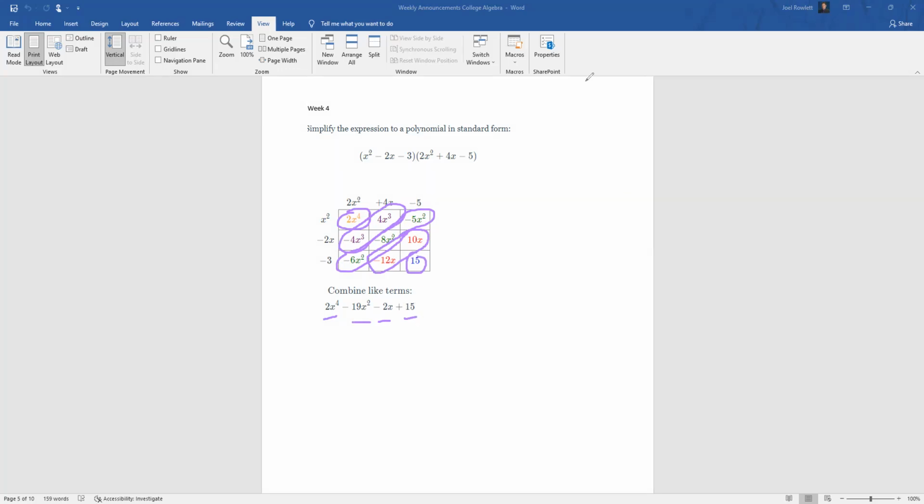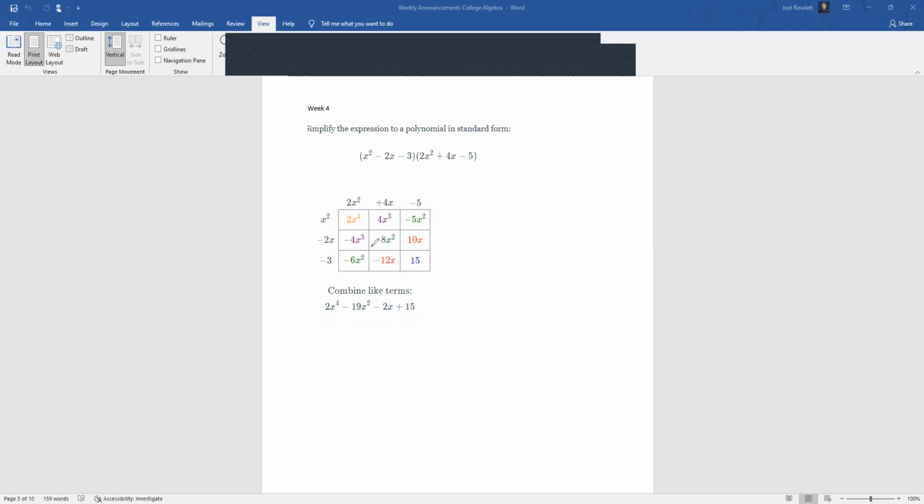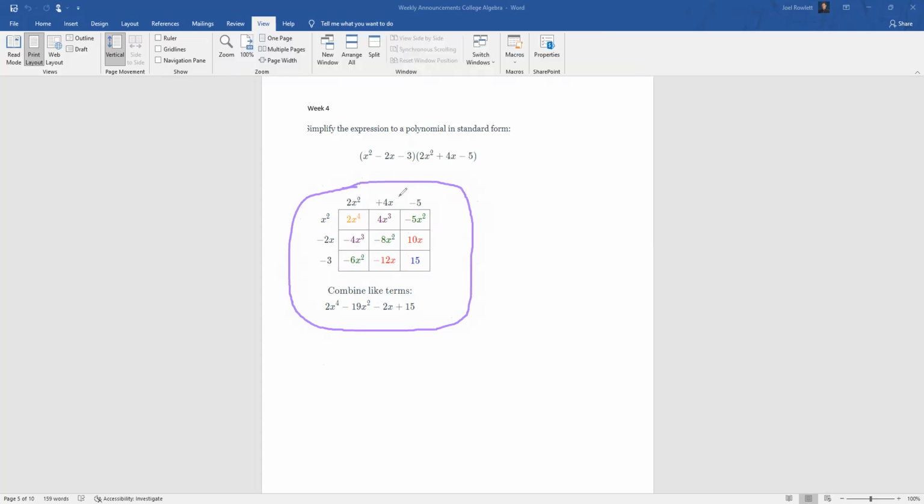And again, this is called the box method. And if you prefer to distribute, you're going to get exactly the same answer. But again, I've noticed that over the years, the box method has become more prevalent. And it's not really a bad way to do these.